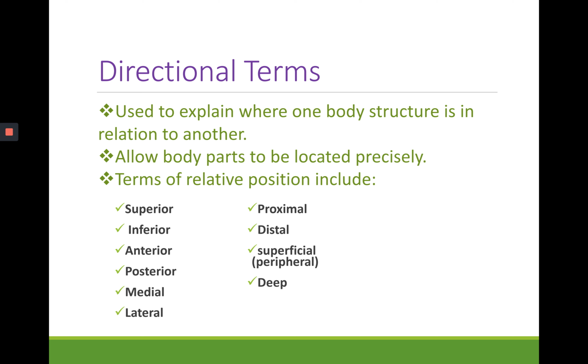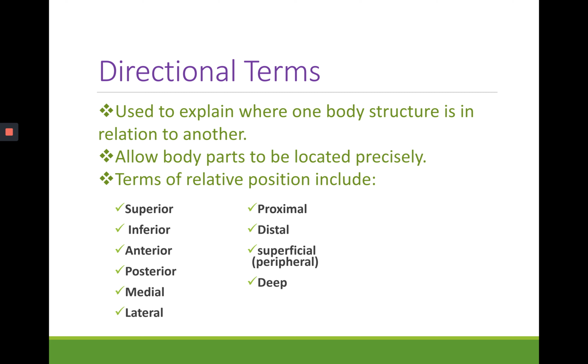Now, proximal and distal are special because you can only use them if both of the structures you're comparing are on a limb. For example, if I'm talking about my elbow and my wrist, I can use proximal and distal. If I'm talking about my belly button and my knee, I cannot use proximal and distal to describe the difference or location between those two structures. So the only time you use proximal or distal to explain where one body structure is in relation to another is when both structures are on a limb.